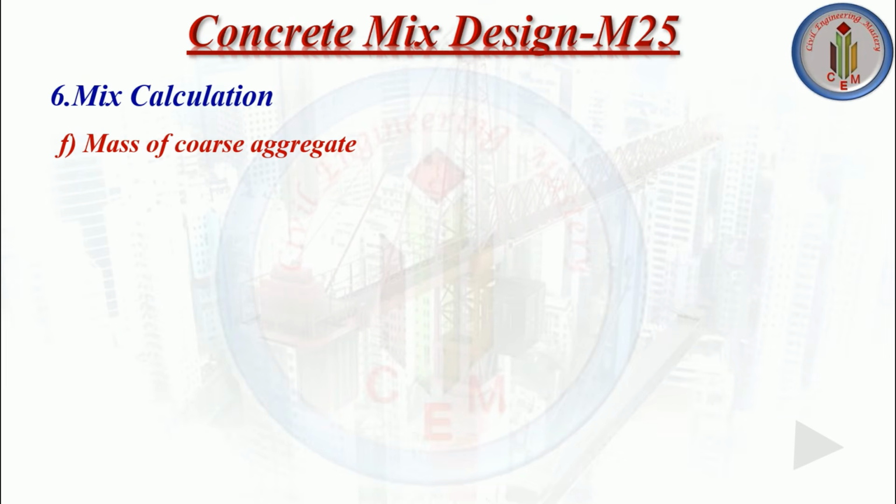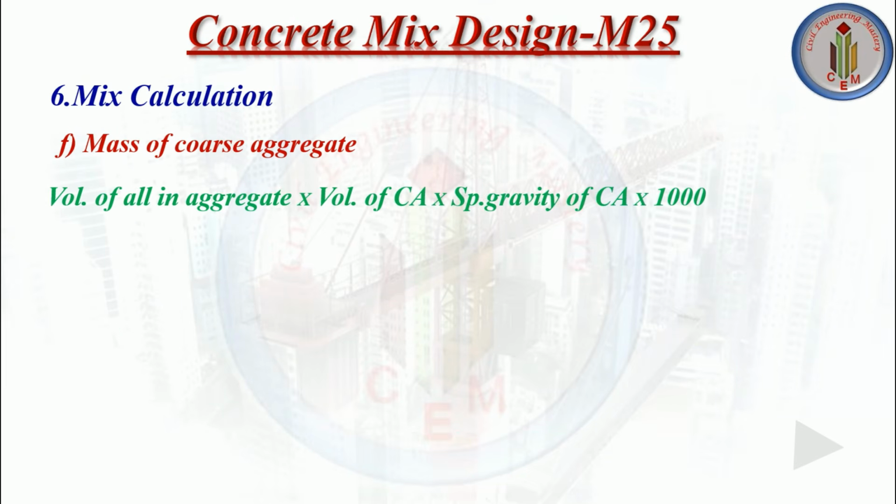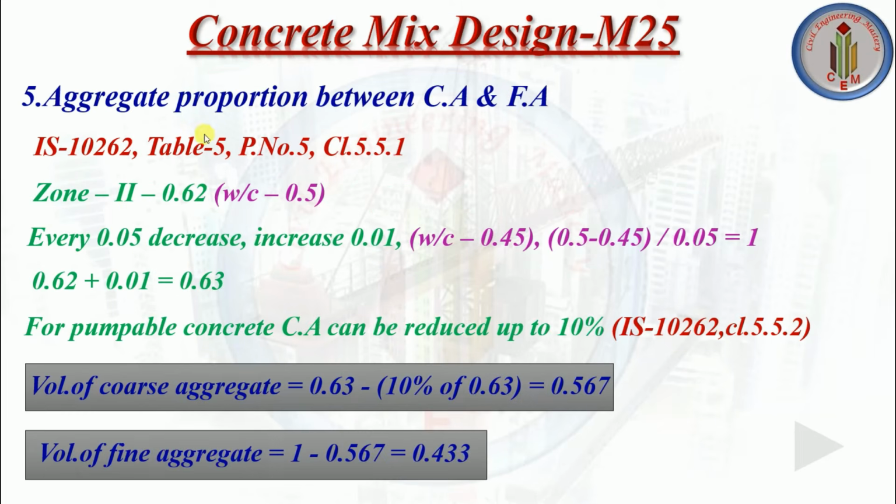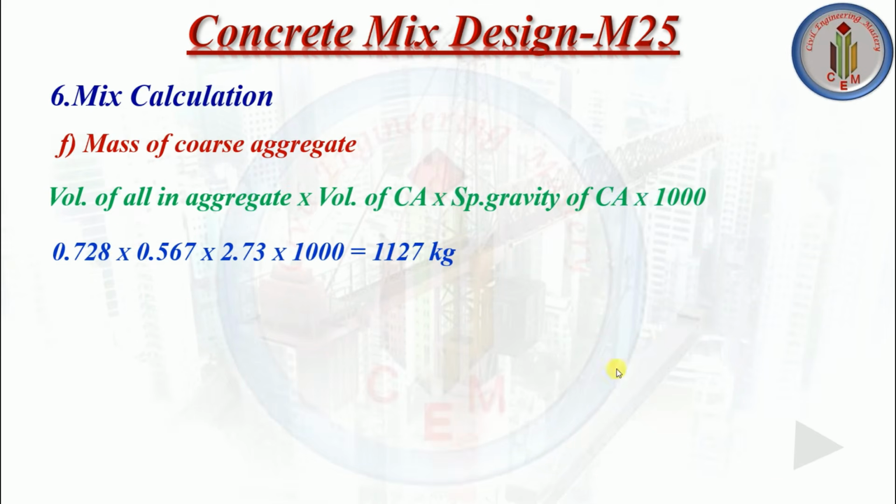Let's find out the mass of coarse aggregate. Mass of coarse aggregate is equal to volume of all-in aggregate multiplied by volume of coarse aggregate multiplied by specific gravity of coarse aggregate multiplied by 1000. We know the volume of all-in aggregate is 0.728. The volume of coarse aggregate, calculated earlier in the aggregate proportion step, is 0.567 and the volume of fine aggregate is 0.433. Specific gravity of coarse aggregate is 2.73 multiplied by 1000. So we get 1127 kg.